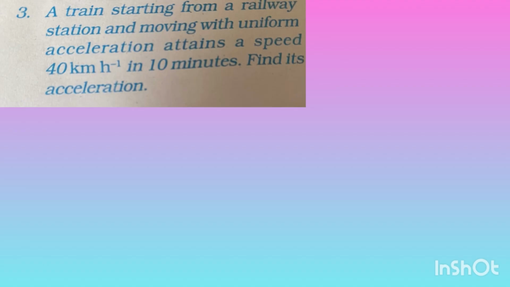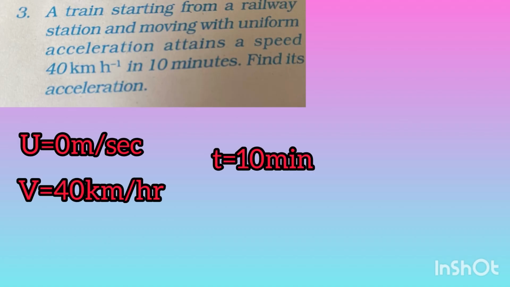Next one: a train starting from railway station and moving with uniform acceleration attains a speed of 40 kilometers per hour in 10 minutes. Find its acceleration. Now here, a train starting from railway station means initial velocity is 0. Attains a speed of 40 kilometers per hour in 10 minutes. So final velocity is 40 kilometers per hour and time is 10 minutes. We need to find acceleration. SI unit of acceleration is meter per second square. Therefore, when we are calculating acceleration, we convert velocities into meter per second and time into seconds. Here we need to convert final velocity into meter per second and time from minutes to seconds.